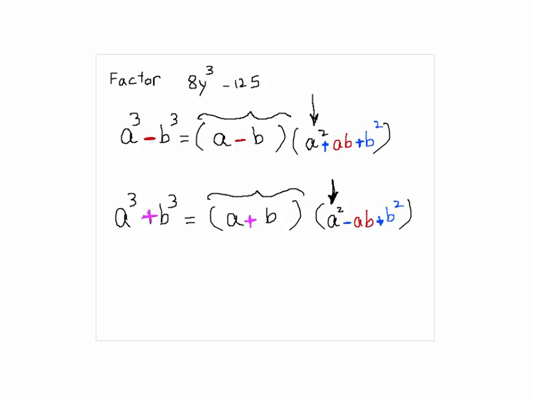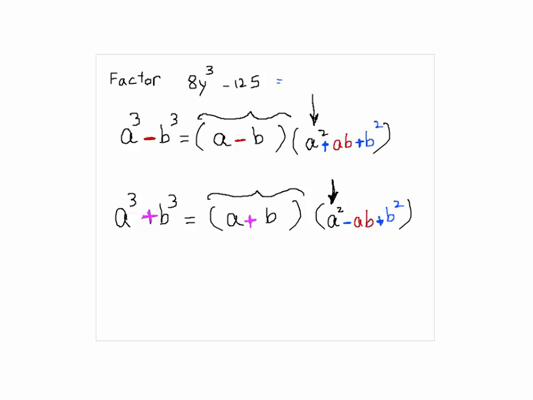So if the sign here is minus, this matches, this is minus, and all the signs here would be plus. If the sign here is plus, this would be plus, and the signs alternate between plus and minus: plus, minus, plus. So you just have to remember that. Brian, do you think you can remember these two formulas for the difference of cubes and sum of cubes? Yes. Okay.